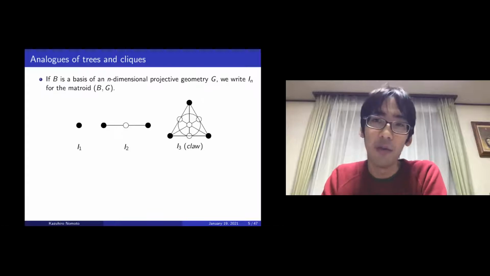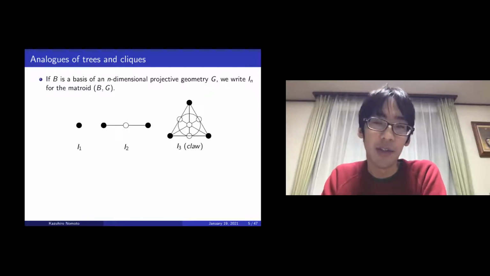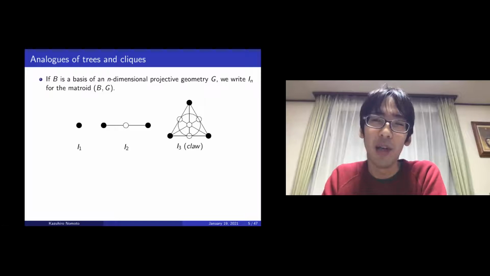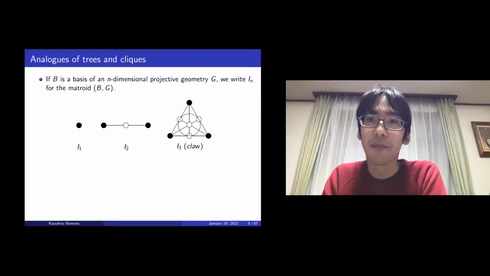And I have a few examples. When n is 1, you're inside a one-dimensional projective geometry, which is a single element ground set. It's a very simple matroid. When n is 2, you have a two-dimensional projective geometry as your ambient space, and you've got 2 elements in your ground set. And things get a little more interesting when n is 3. When n is 3, I_3 is going to be called a claw as well. It has a three-dimensional ambient space, and you have 3 linearly independent vectors, basically.